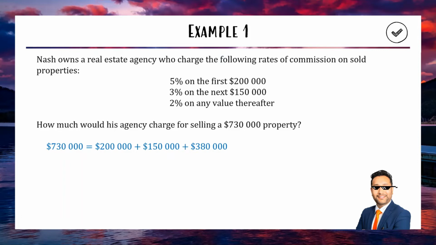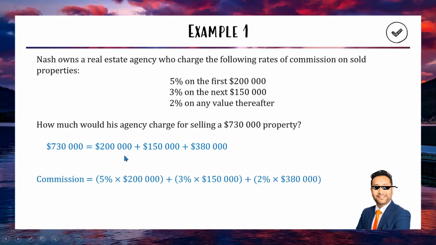Now we've done that, we've split it up and we can find 5% of this first number. We can find 3% of the middle number and the rest of the value up to 730 we're going to charge 2%. So we'll do our calculations now. 5% of this, 3% of this, and 2% of this. Feed that through our calculator and we should get a final answer of $22,100. Okay, so out of the property's value, that's how much is being paid to the real estate agent to sell and market the property.